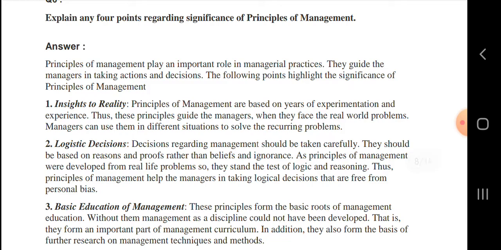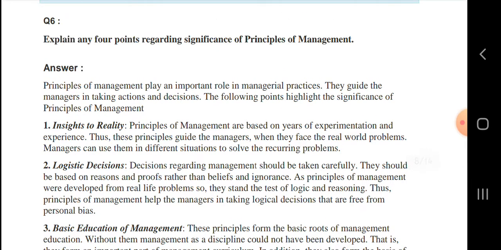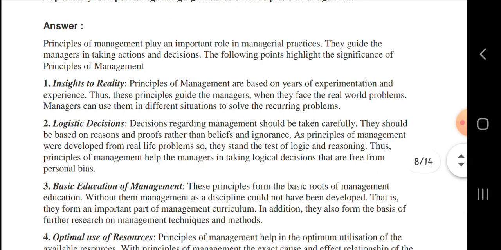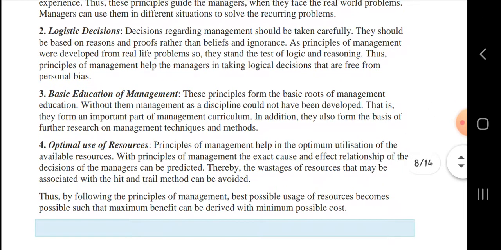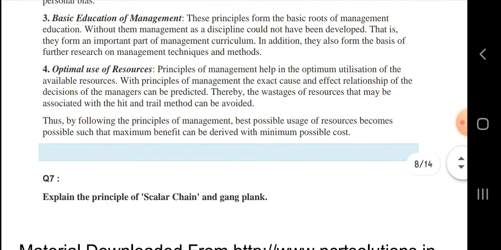Next, let us know about the 4 points regarding the scientific principles of management. The 4 points are: insight of reality. Principles of management are based on years of experimentation, experience and logical decisions, so decisions regarding management should be taken carefully. Basic education of management: these principles form the basic roots of management education. And optimal use of resources: the principles of management help in optimizing and making very less use of resources.